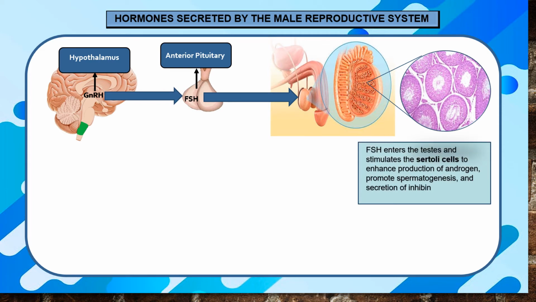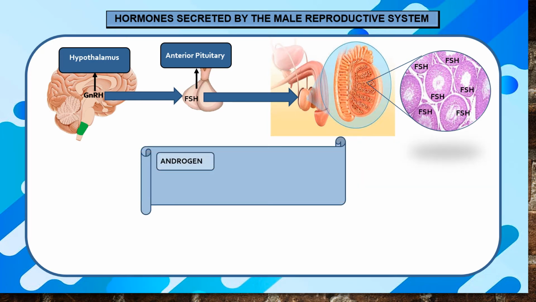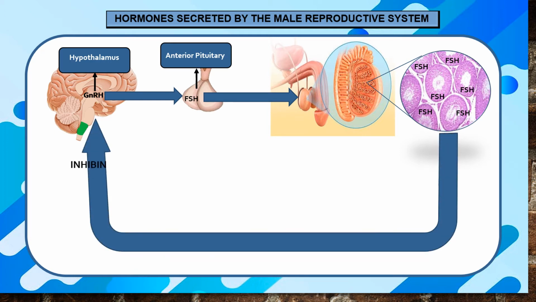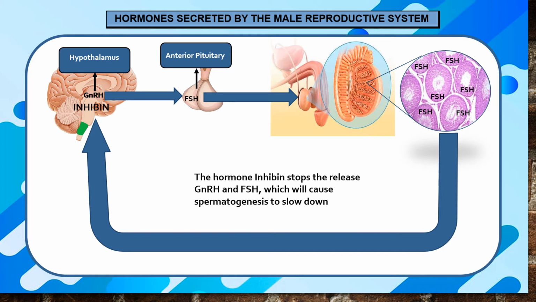FSH enters the testes and stimulates the Sertoli cells to enhance the production of androgen, promote spermatogenesis, and secretion of inhibin. What is the function of the androgen? It stimulates and promotes spermatogenesis or sperm production and spermiogenesis or sperm growth. The hormone inhibin stops the release of GnRH and FSH, which will cause spermatogenesis to slow down.